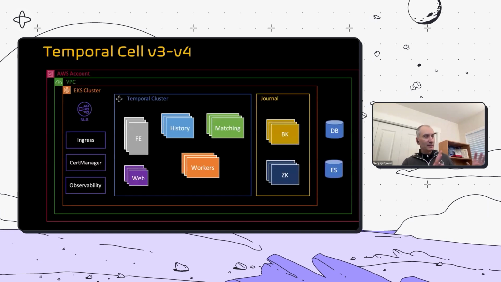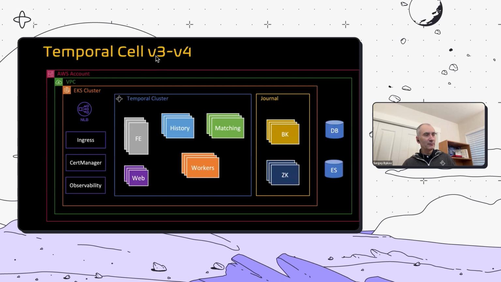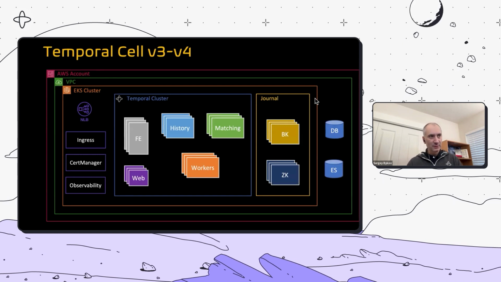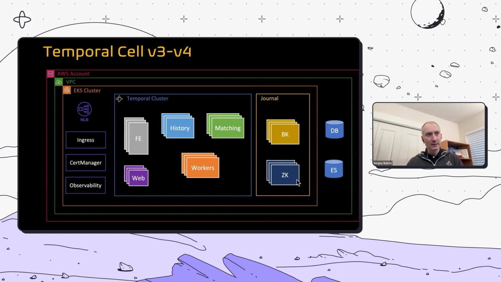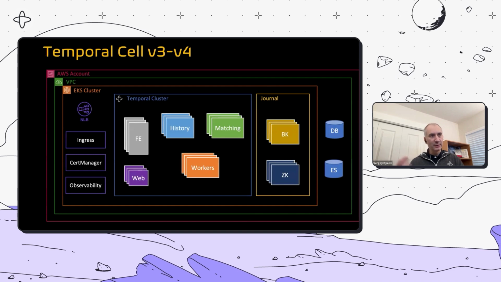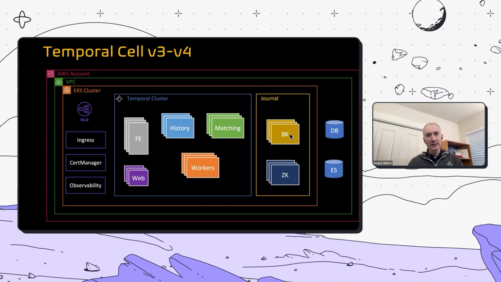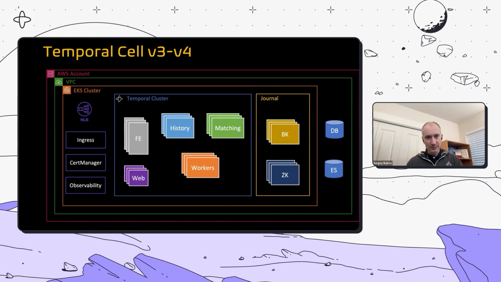And so the previous picture was always oversimplified. It changed in the third and fourth generation of cells, as we call them. We added this layer, sometimes referred to as the journal layer, where we write some machinery that we take off the shelf, like bookkeeper and zookeeper pieces, plus a lot of custom code. So that's the evolution of our cell architecture over time.